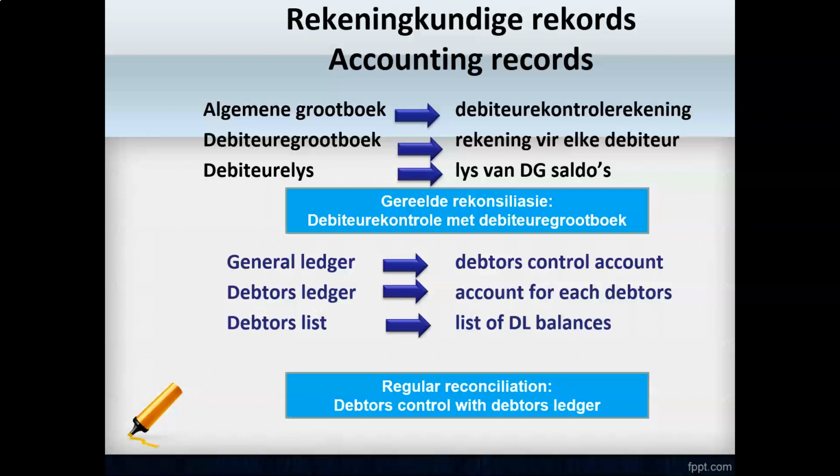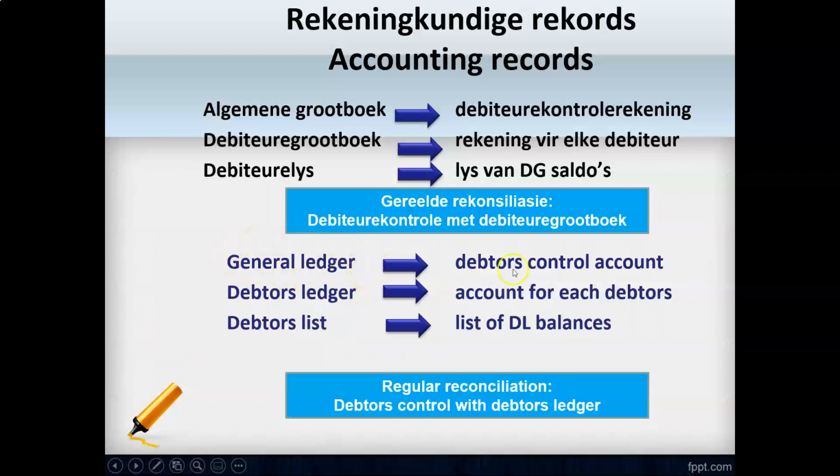What happens at the end of the month? At the end of the month, I'm going to get all my debtors, I'm going to list them all, A, B, C, D, E, F, G, whatever, all the names of the debtors, and next to them, I'm going to state all their outstanding balances as at month end, and that is what we call a debtors list. We're going to add up all these outstanding balances, and that is going to be our total outstanding amount as per the debtors list.